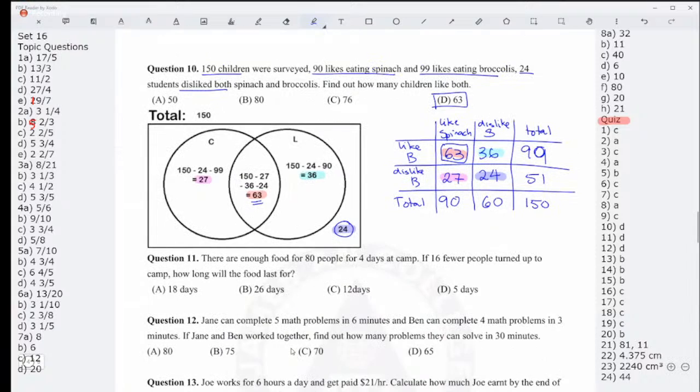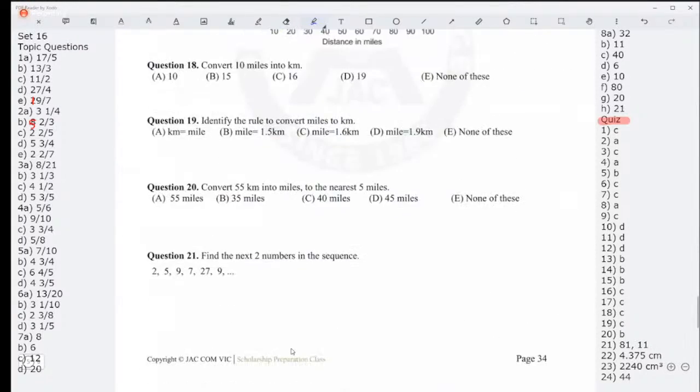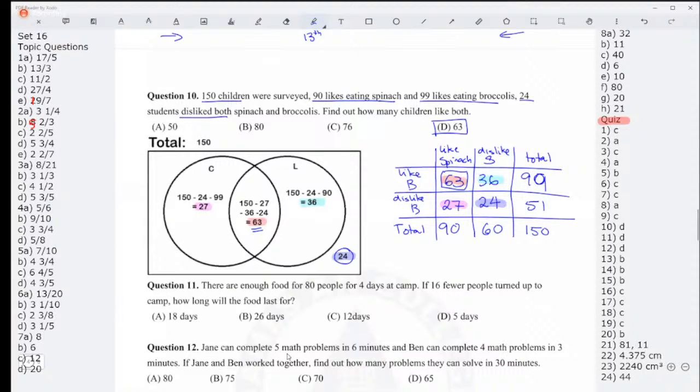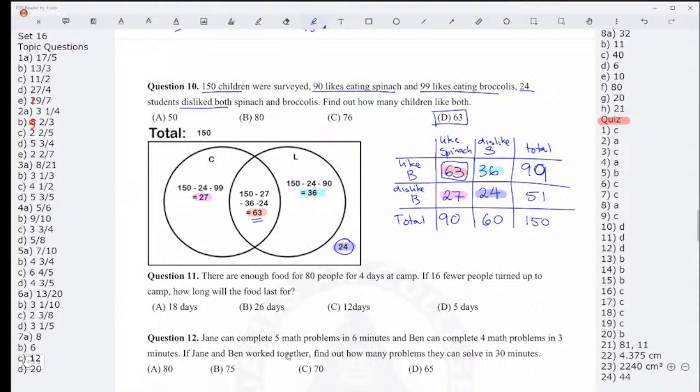So we will try our best to do the remaining questions next week. I will have to give myself a note to remember that next week we are doing the remaining sets, set 16 as well as set 30, okay?